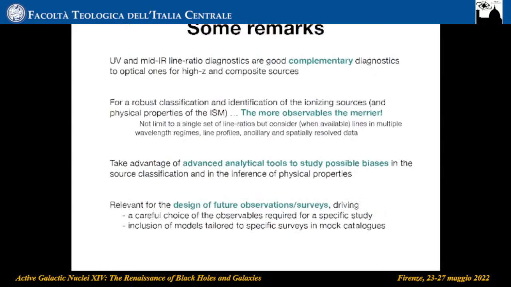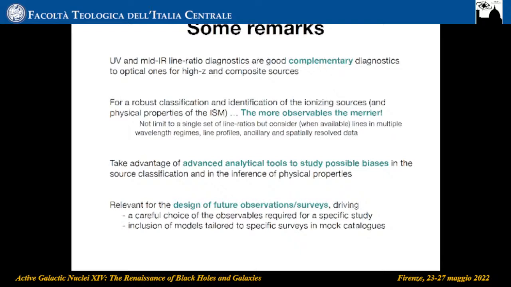So I'm going to leave you with some concluding remarks. We have seen that UV and mid-infrared line ratio diagnostics are good complementary diagnostics to optical ones. And if we really want accurate estimates of the physical properties of the ionizing sources, we most likely need to combine all this information. So the more observables, the merrier, in this sense.